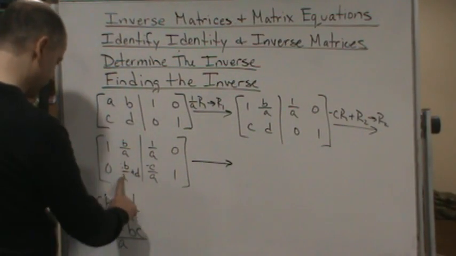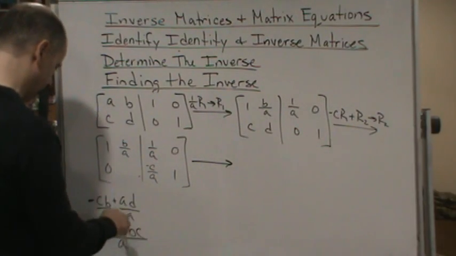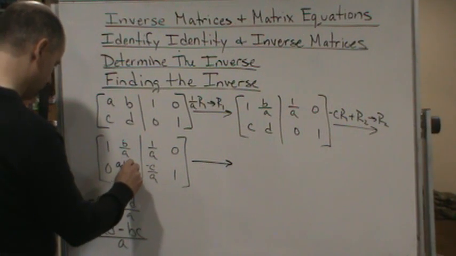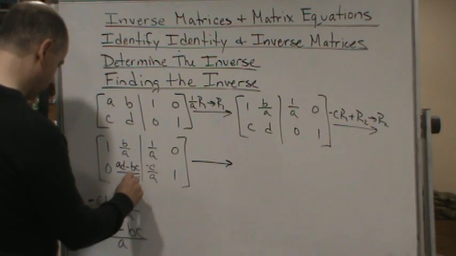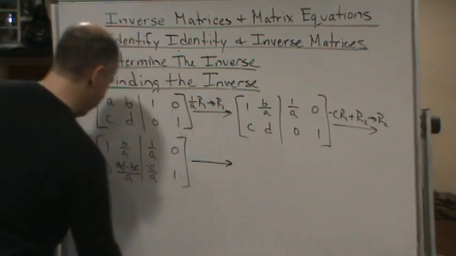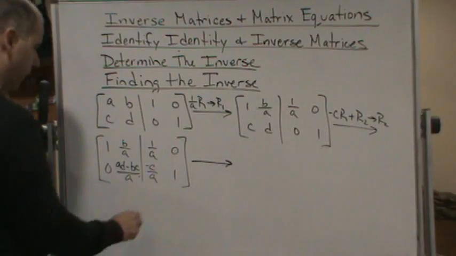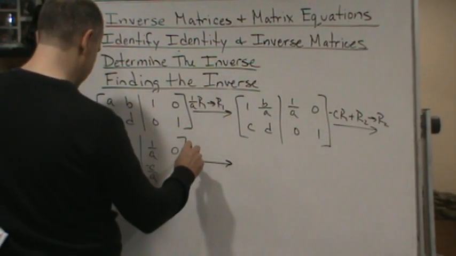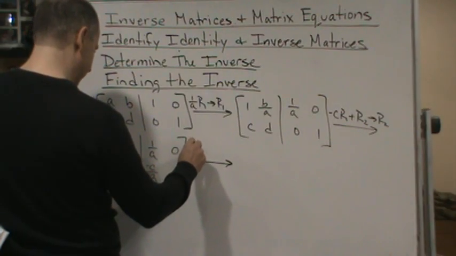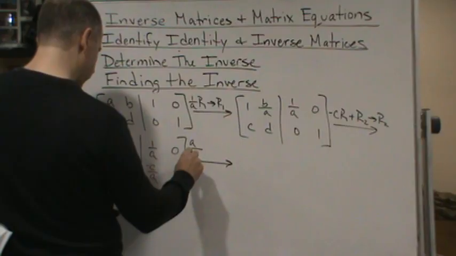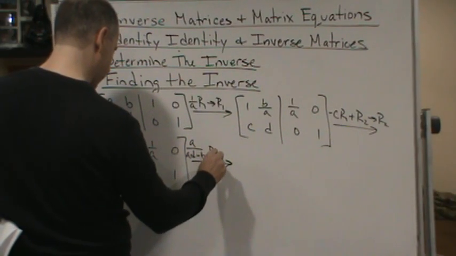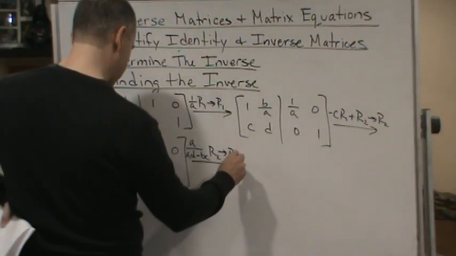So let's just replace that. This is the same as AD minus BC over A. Okay, now we want to make this into a 1. So we're going to multiply that by what? A over AD minus BC times row 2 and replace row 2.